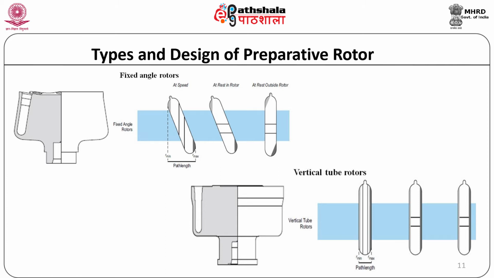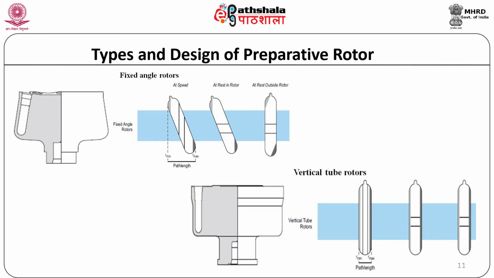The precipitate is collected as a small compact pellet at the outermost point of the tube. It has proved valuable for differential centrifugation and can separate particles differing significantly in their sedimentation rate.